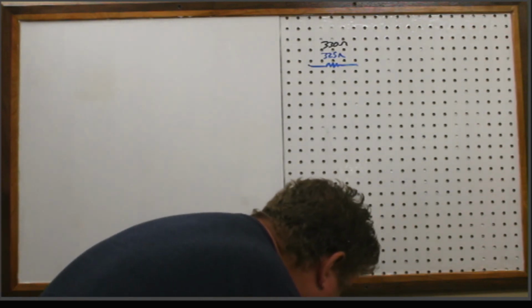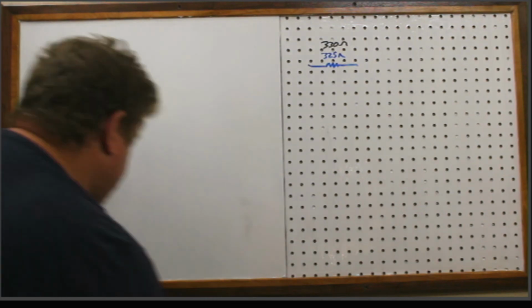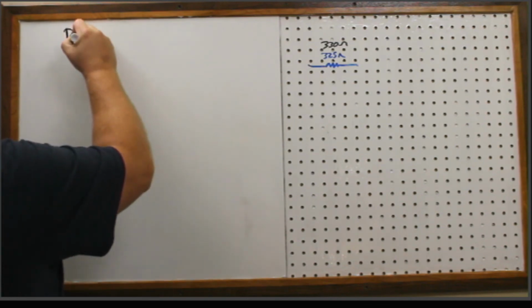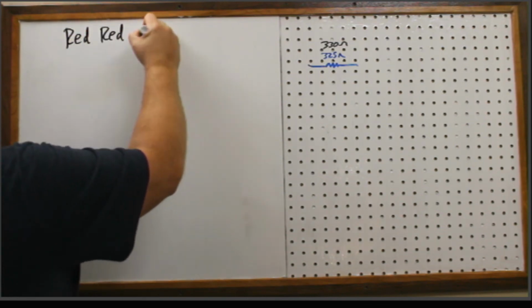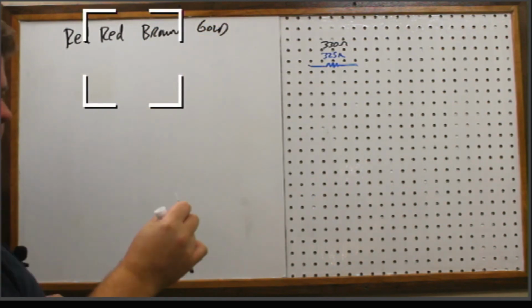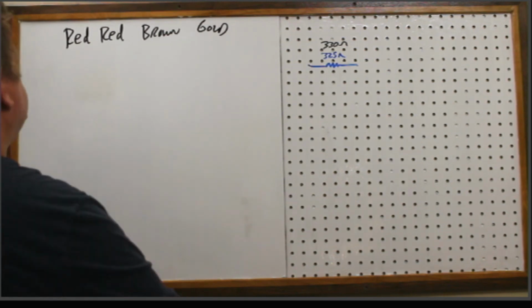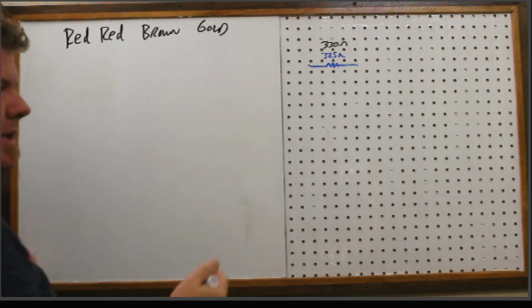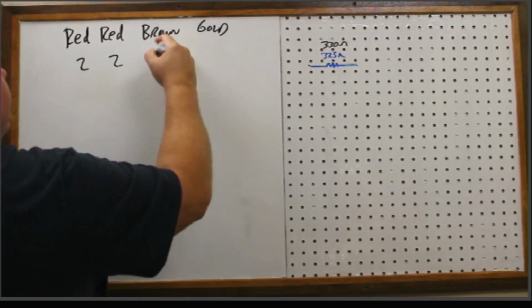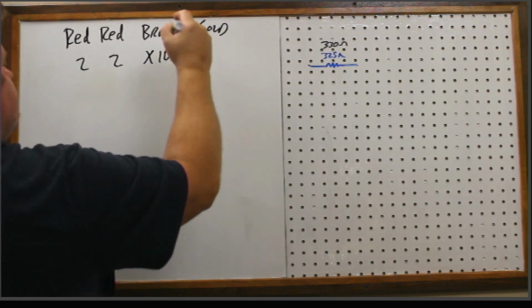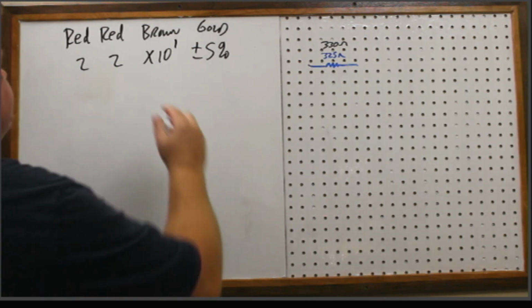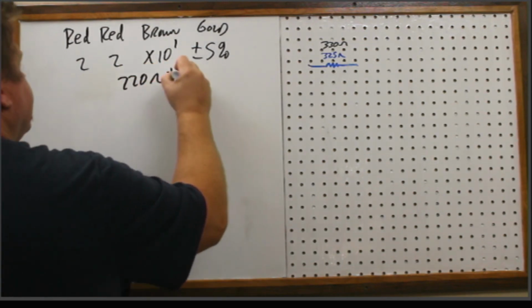This is red, red, brown, gold. Okay, and I believe all of the resistors in your kit are gold, so they're all plus or minus 5%. So at least for your lab calculations, it makes this pretty easy, right? So red is 2, brown is times 10 to the brown is 1, and the gold tolerance band is plus or minus 5%. So this is 220 ohms plus or minus 5%.